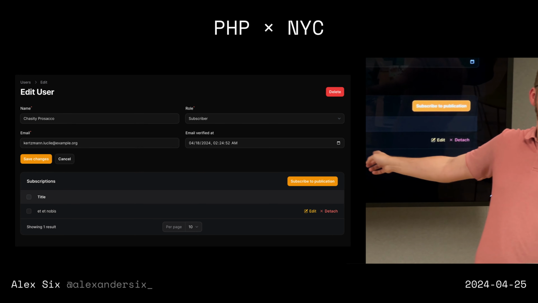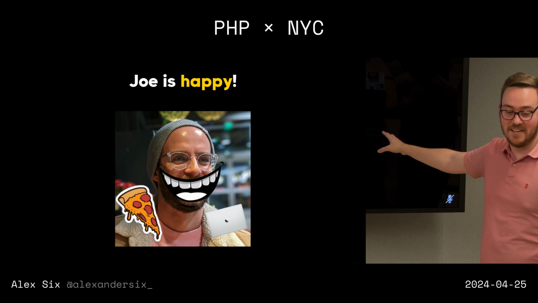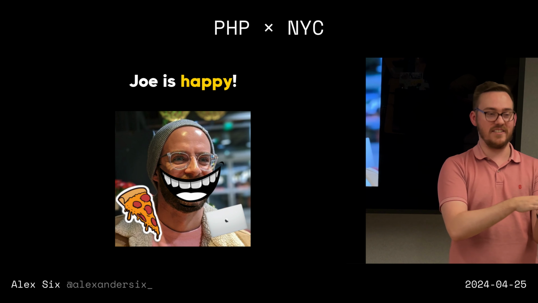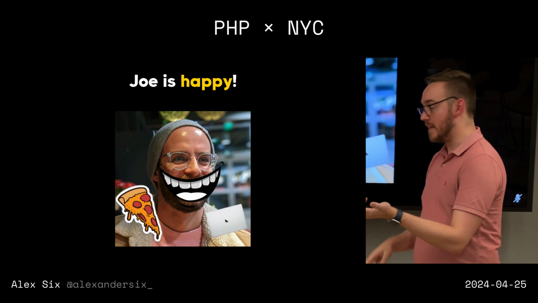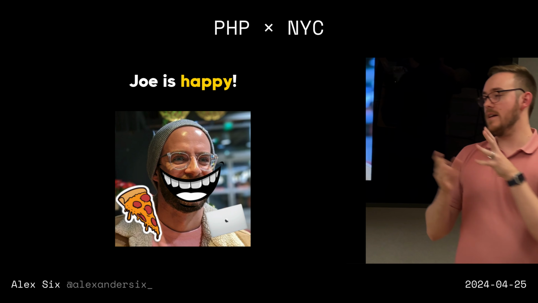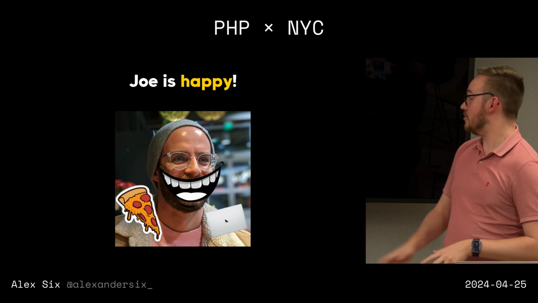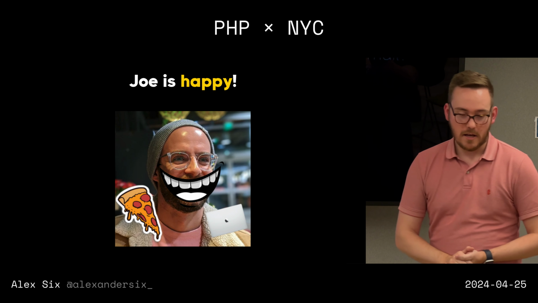Joe is happy. Joe is real happy. He is able to do pretty much every CRUD operation that he wants to within this newsletter app. He can create and manage publications, he can write new articles and send them, again, assuming the email stuff is set up correctly, and he can even manage his subscribers. So Joe is pleased here. But now he has a new problem.